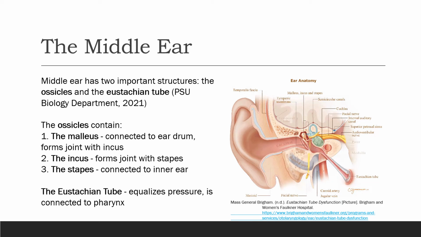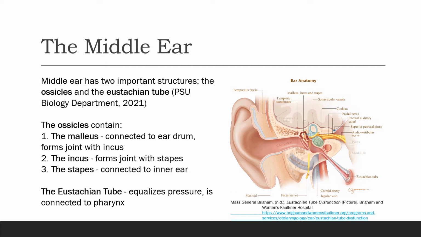The middle ear has two important structures, the ossicles and the eustachian tube. The ossicles are the general name for the three tiniest bones in our body. They are called the malleus, the incus, and the stapes, and they help transmit sound to the inner ear. The malleus is attached to the tympanic membrane, or the eardrum, and it forms a joint with the incus. The incus forms a joint with the stapes, which is connected to the inner ear.